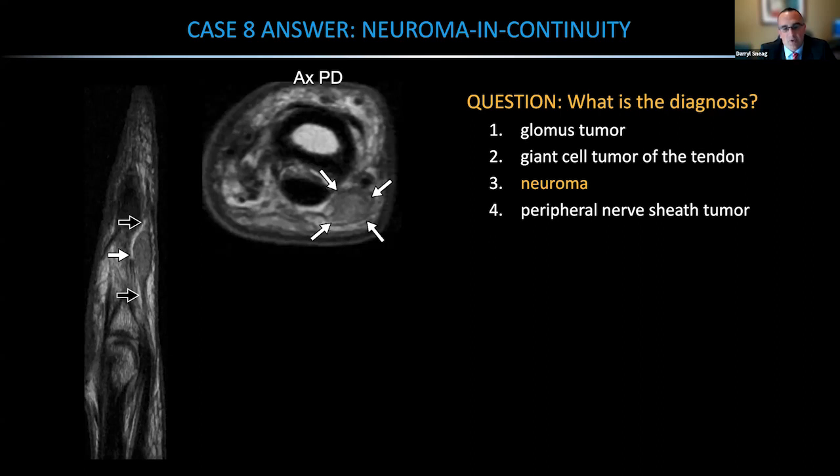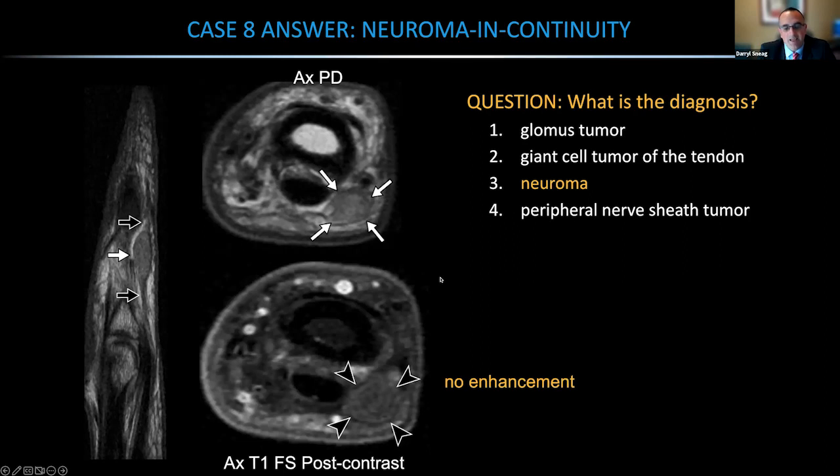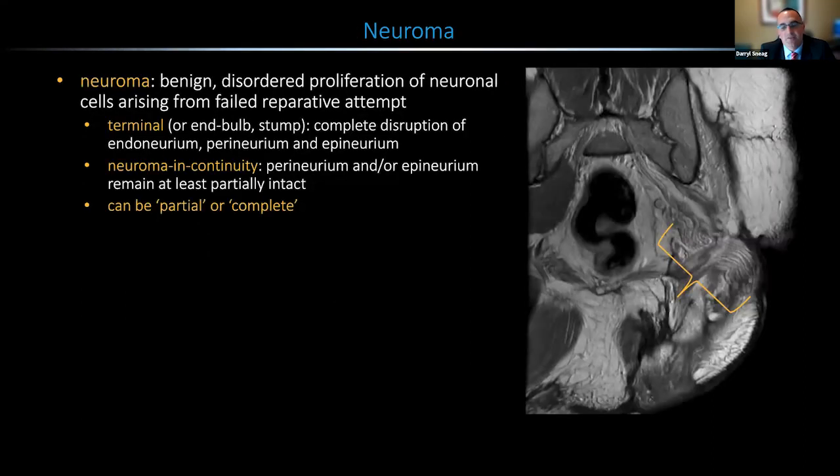Proton density image just showing that mass-like focus. The nerve is typically the same size as the artery, the vessel just above it, which this is not. And interestingly, in this case, we don't see any enhancement of the nerve. So let's go over some of the imaging findings and classifications of neuroma.